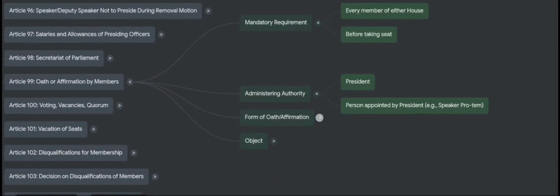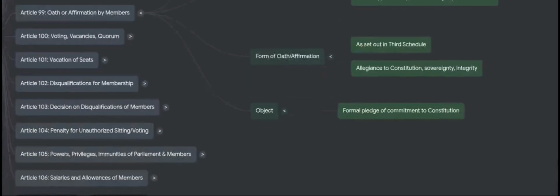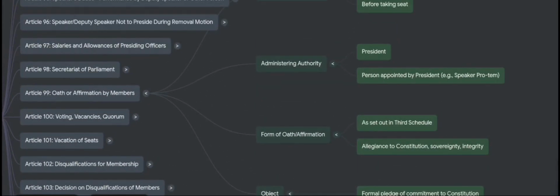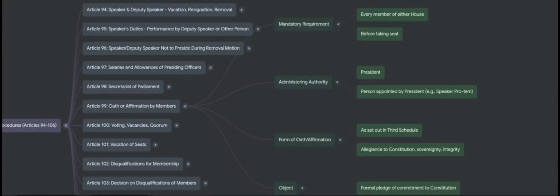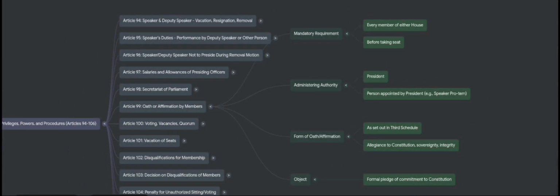And that phrase, before taking a seat, is crucial in its timing. It means they cannot participate in debates, they cannot vote, they can't even draw a salary as a member until this solemn undertaking is complete. It effectively legitimizes their participation, making their entry into legislative functions contingent upon this public pledge. It's a constitutional gatekeeping mechanism.